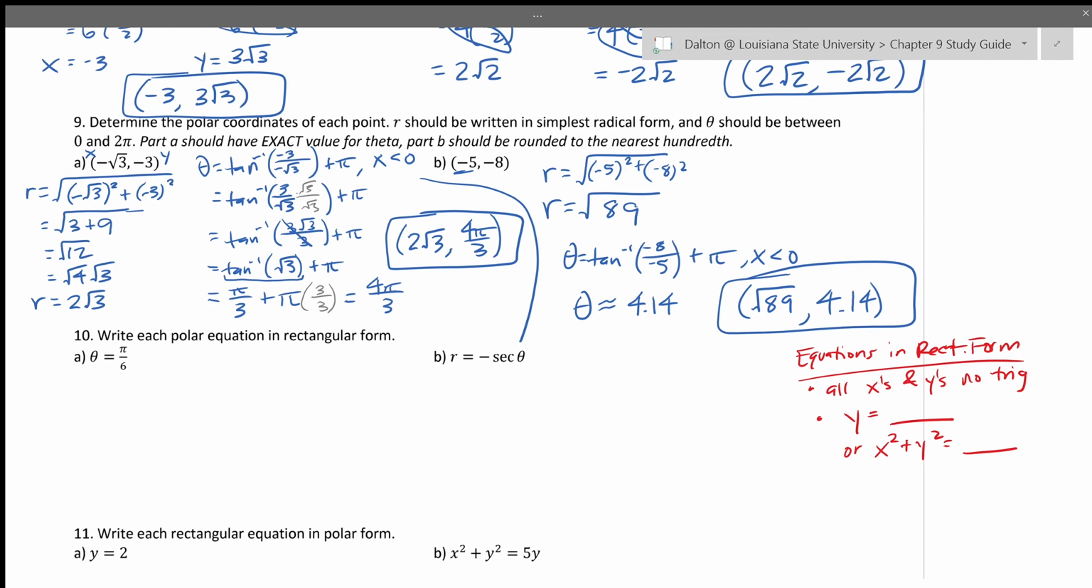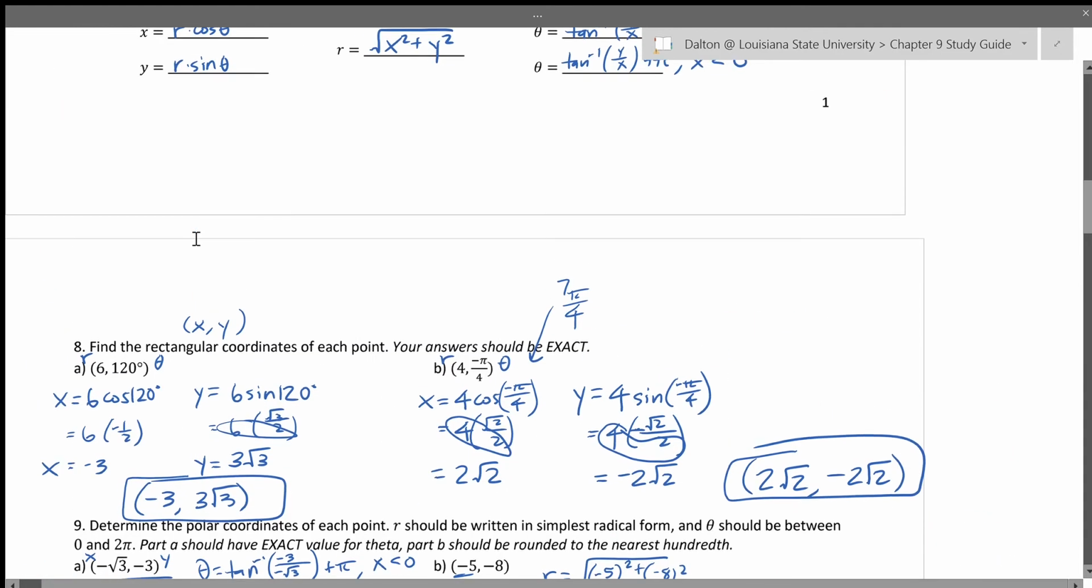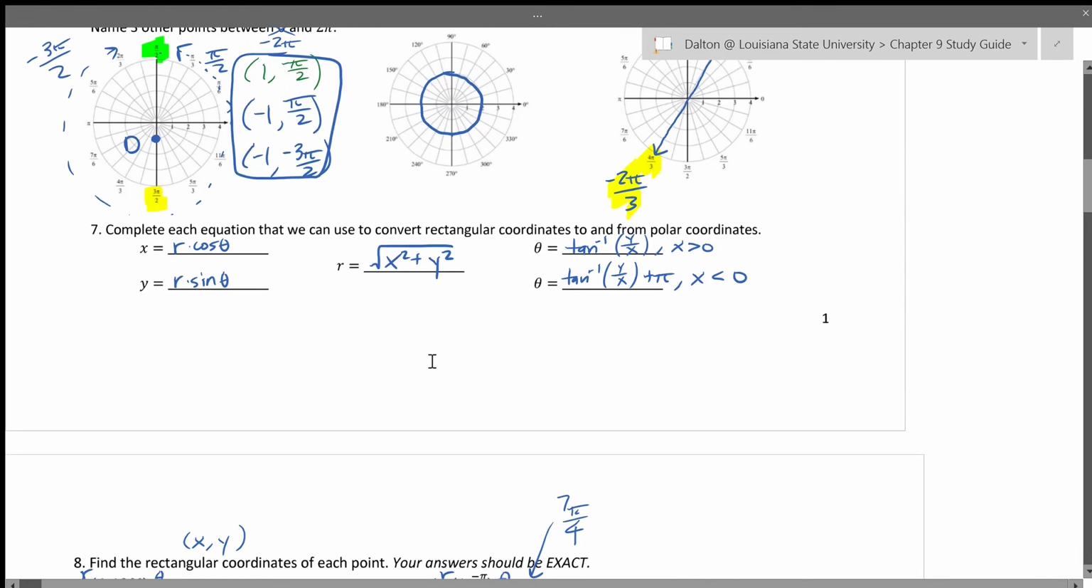Okay, so for A, I've got theta equals pi over 6. Well, I'm using the same equations as number 7. So if I use these equations, the only variable that I have is theta, right? Pi over 6 is not a variable. So if the only variable I have is theta, I've got to use one of these equations to substitute something for theta.